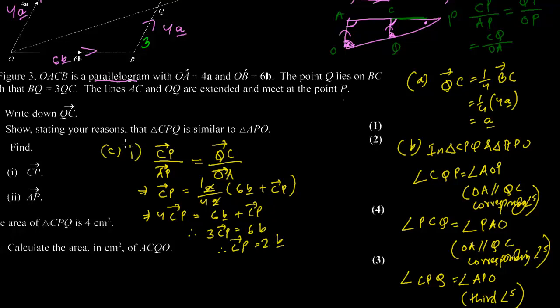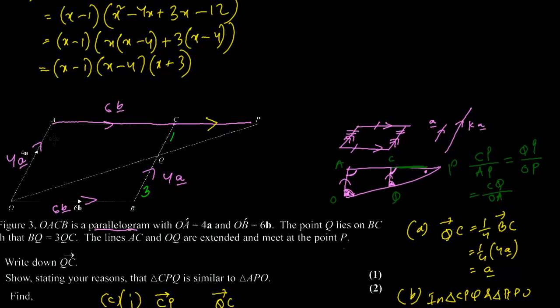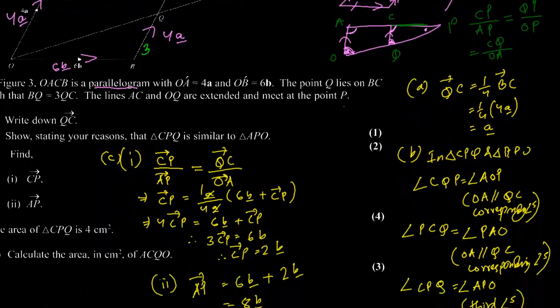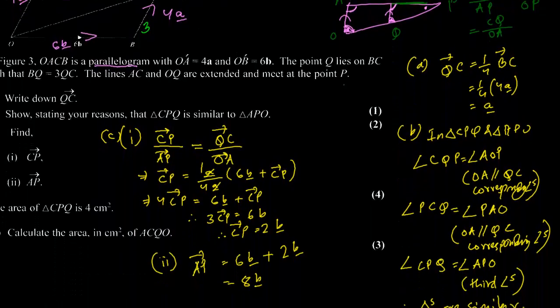So this was question number 1. Now we can write number 2 of AP. So this is going to be AP equals to 6B plus 2B. That should be 8B. Remember, this AP is made up of this 6B and this CP. So CP is 2B. So together it becomes 8B. So this is not more of a vector sum. It's more a geometry similarity sum. It falls in the topic of similarity.